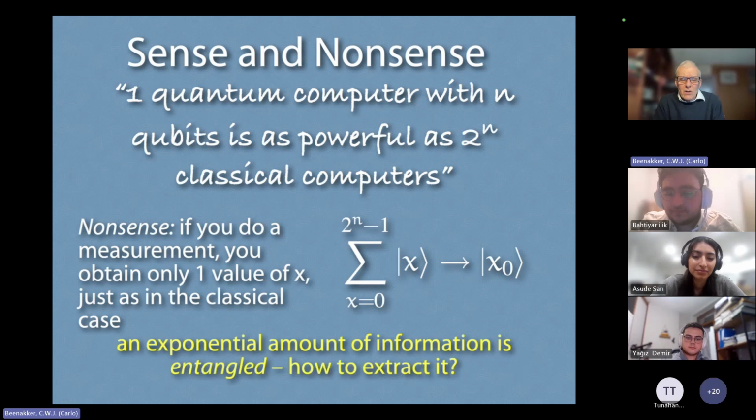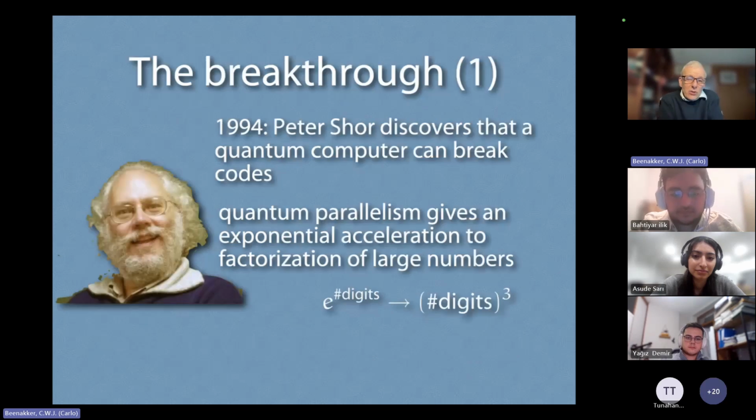Let me show you one particular example. This is actually the first example, and it's the one which basically started the whole field. It's 1994, when Peter Shor, a computer scientist from the United States, discovered that actually a quantum computer can break codes.